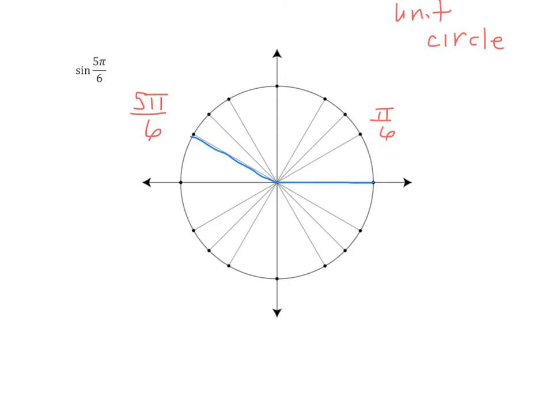Its corresponding point is negative square root 3 over 2, and we know that is a negative x value because we're in the second quadrant, and the y value is 1/2. So using that to evaluate the sine of 5 pi over 6, we are going to use the fact that sine on the unit circle is just the y coordinate. So our sine value is just 1/2. We just identify that y value, and that is that trig function value.